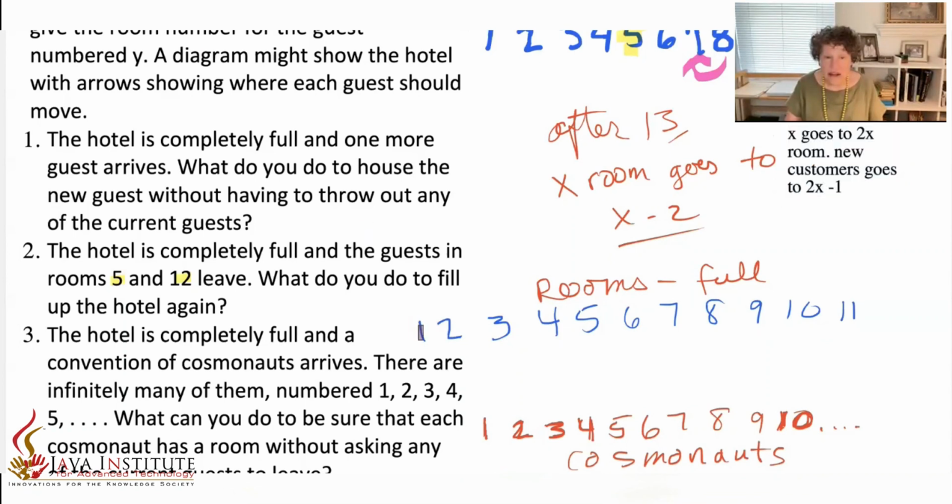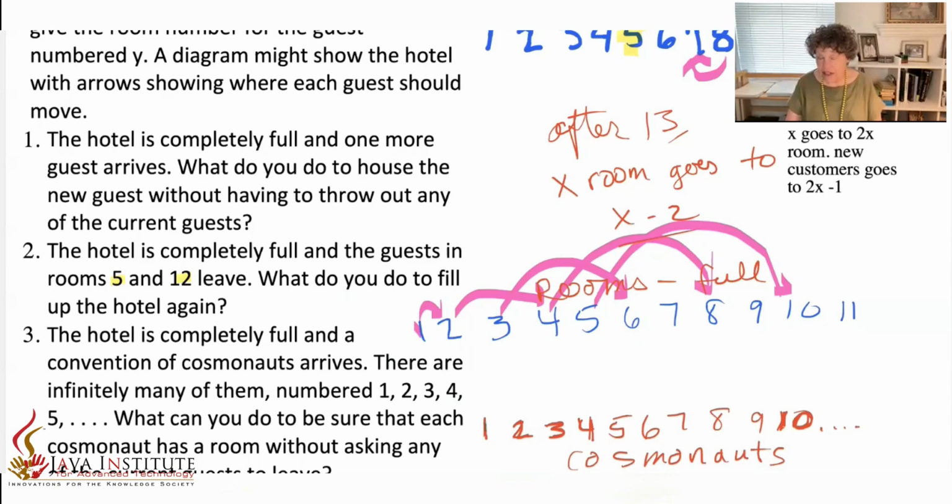So 1 goes to 2. 2 goes to 4. 3 goes to 6. 4 goes to 8. 5 goes to 10. And then what we have with the cosmonauts. So now the current guests, this is definite. They each know exactly where they're going, and they leave empty rooms. And not only do they leave empty rooms, they leave infinitely many rooms empty.